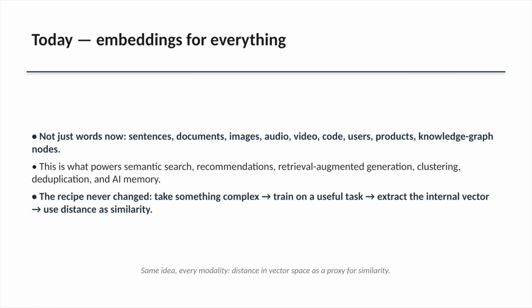And today, embeddings are not only for words. We embed sentences, documents, images, audio, video, code, users, products, even nodes in a knowledge graph. This is what powers semantic search, recommendation, retrieval augmented generation, which is exactly where this lecture is heading. Clustering, deduplication, and the memory behind many AI applications. And the recipe has not changed since 2003. Take something complex, train a model on a useful task, extract the internal vector, and use distance in that space as a proxy for similarity.